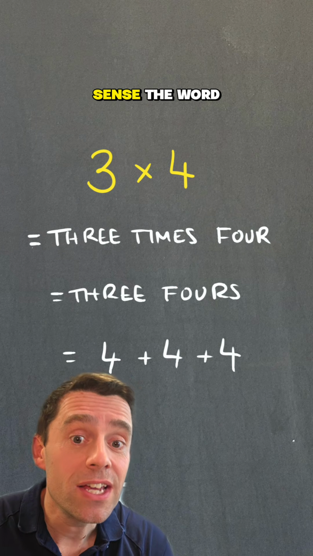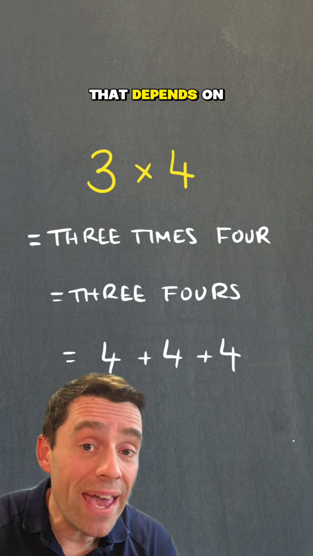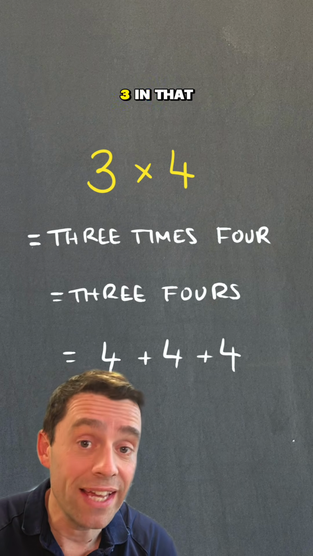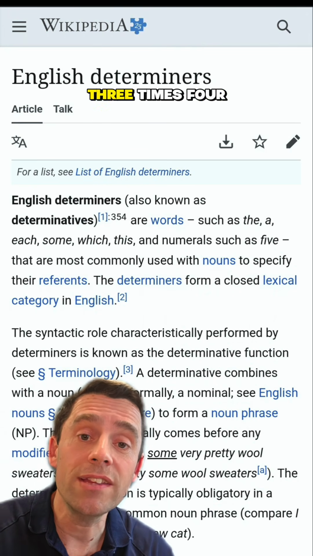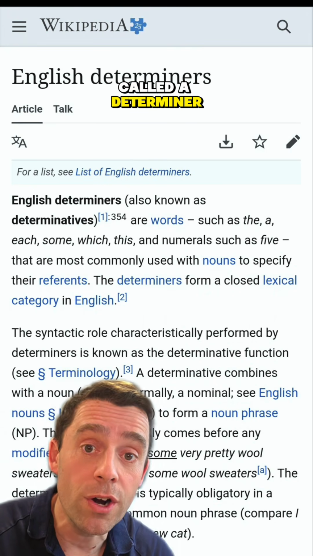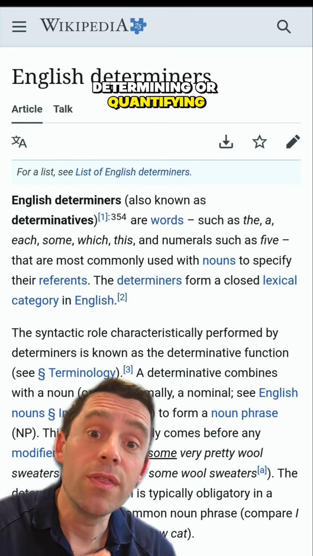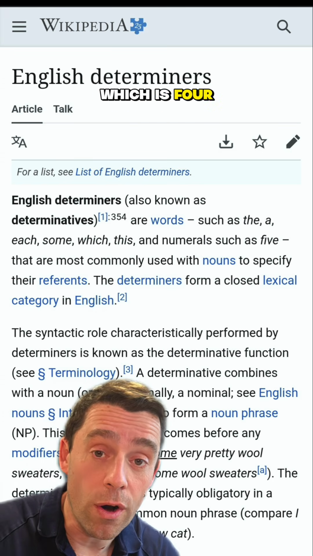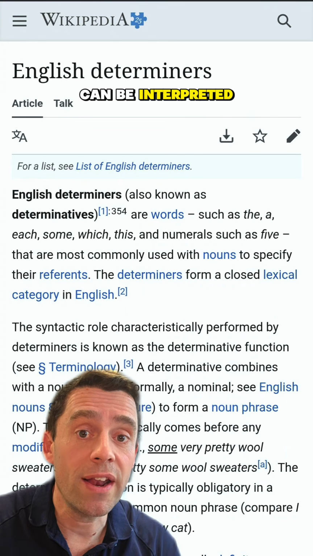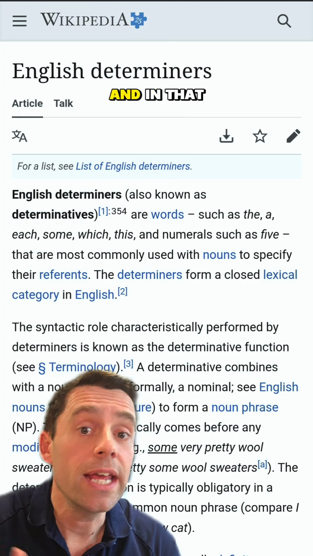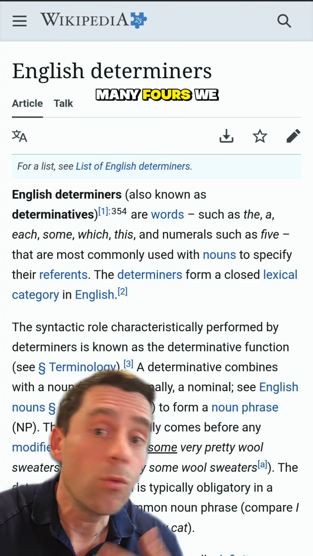And in that sense, the word 3 is playing a role that depends on the position of the word 3 in that sentence. In this sense, the word 3 in the sentence 3 times 4 is what is called a determiner, and 3 is determining or quantifying the next noun, which is 4. So in that sense, the phrase 3 times 4 can be interpreted as 3 fours, and in that case, 3 is a determiner. It's specifying how many 4s we have.